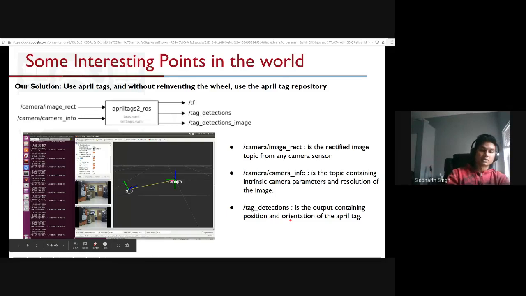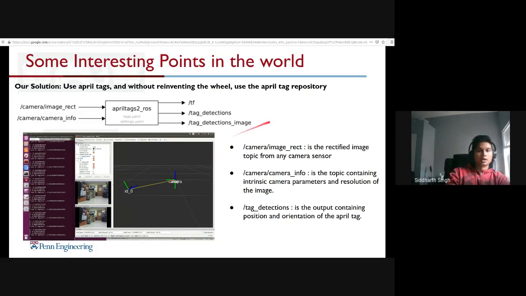For example, if you can see in this image, I don't know if it's big enough, so this is the April tag that it's seeing, right? And it's able to find the transformation between the ID 0 April tag and the camera itself, published as a TF transform, right?